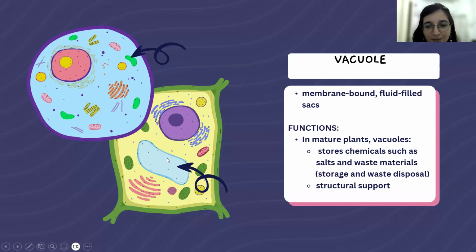Again, the function in plants is that it stores chemicals such as salts, and it also stores waste materials. And you can say that it is like the storage and waste disposal system for the plant cell. That's where the storage of waste or chemicals happens. And it also has another function, which is structural support. So it does balance the plant cell somehow. It helps to create that balance inside the cell and supports the structure, the firmness of the structure.